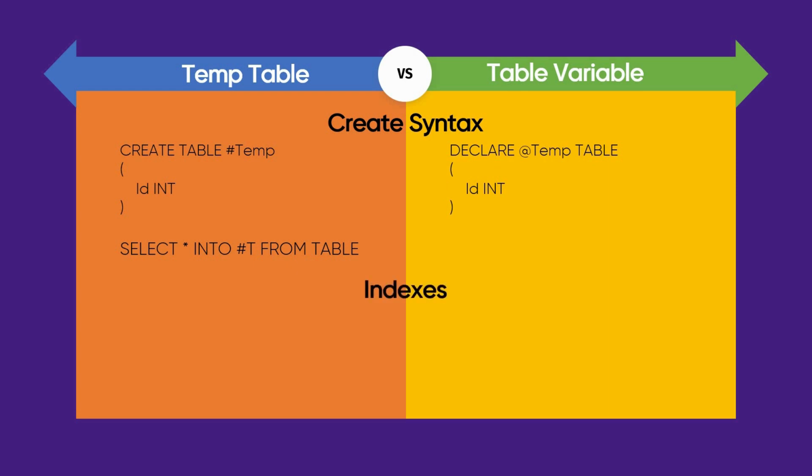Next we will see about the indexes. The temp table can do all DDL operations. It allows create, drop, alter the indexes. Whereas table variable won't allow doing the DDL operation, but the table variable allows us to create clustered index only.